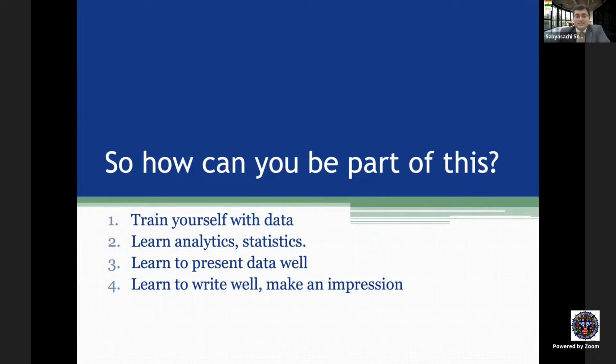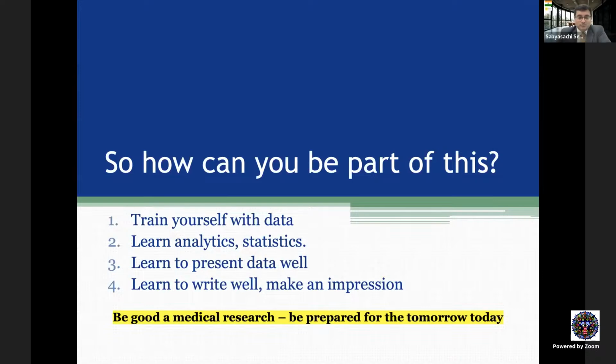So data is a new currency, isn't it? It is not the dollar or the Indian rupee, but data is going to be the new currency, right? So being residents, this is something that you must understand. It is imperative that you understand, at least not everything, but a little bit about data and statistics and other things. What this slide really tells you is nothing but clinical research, right? Because you collect data, you do statistics on it, you present it at a conference, and then you write it up and publish in a journal. So you need to be good at medical research, right?